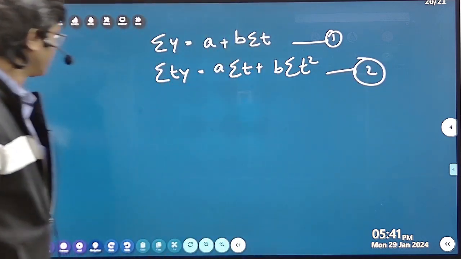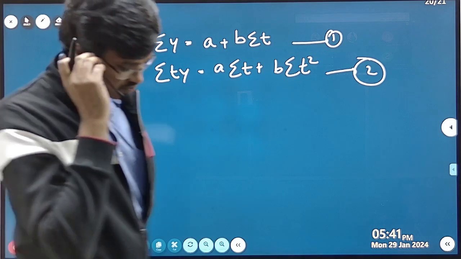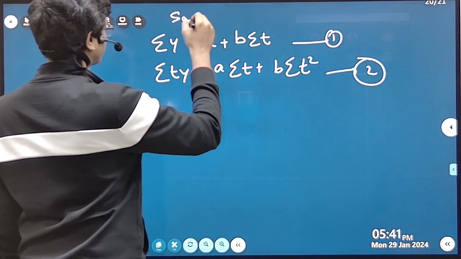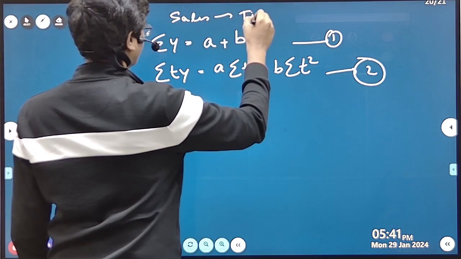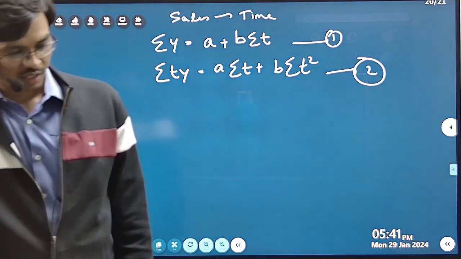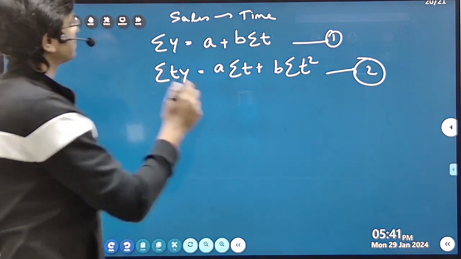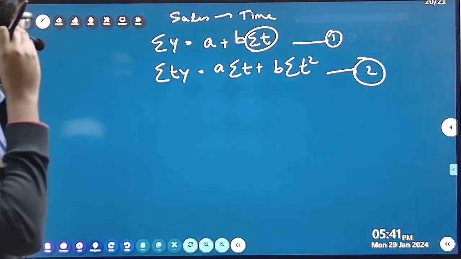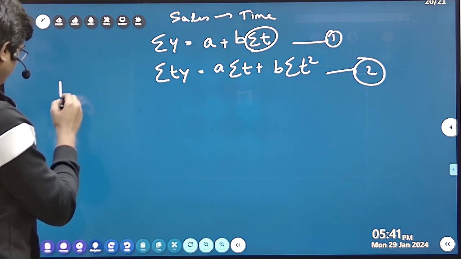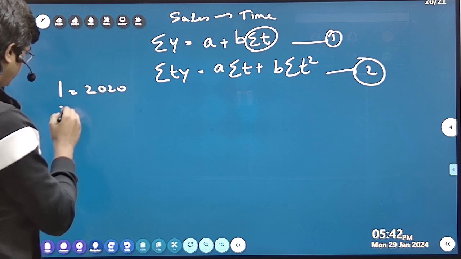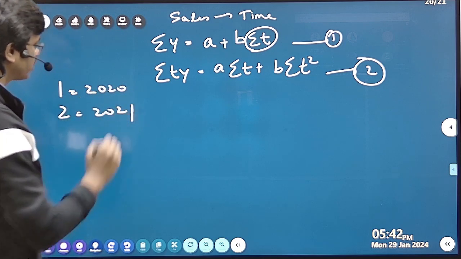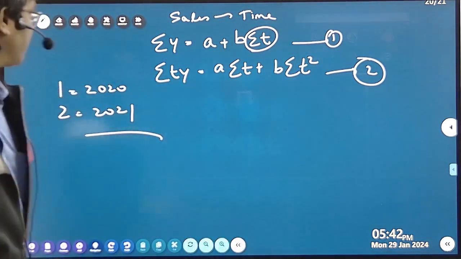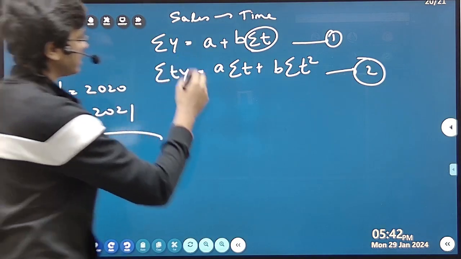Okay. Now in a time series, this is our sales with respect to time, right? In a time series, if we think about what we are doing, this sigma t, if we analyze, sigma t is the deviation of time. So if I am saying my year 1 equal to 2020, my year 2 equal to 2021, now what does sigma t mean? I cannot just add years, right? It doesn't make any sense. We cannot add the years. So this is called a deviation.